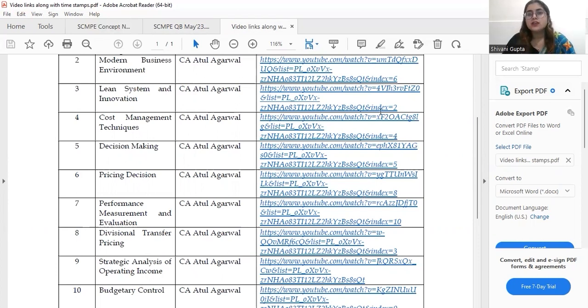Just for one thing, this is all about the study material, and apart from this I want to guide you on some more things. First, don't just focus on the practicals. Even in practical chapters like transfer pricing, the institute sometimes asks, if the question is of 10 marks, 6 marks for the practical and the remaining 4 marks as a theory question.